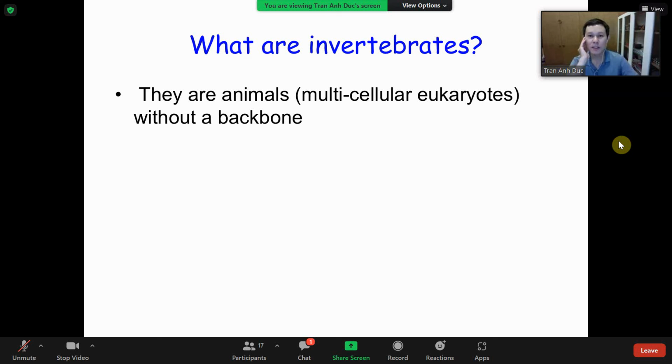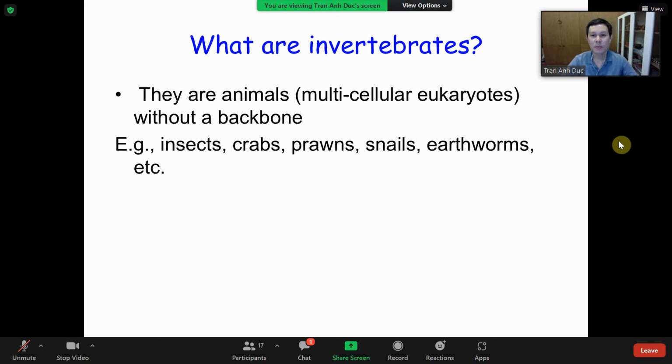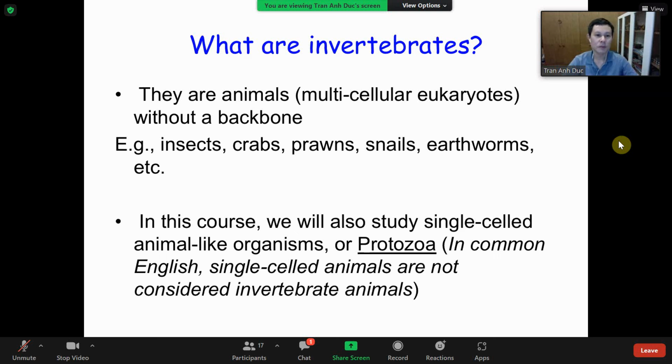Animals here have to be multicellular organisms, okay? In English, invertebrates actually refer to those multicellular organisms. But in this course, we also cover the unicellular organisms, without backbones of course. Like insects, crab, prawns, many. You can name a lot of them because there are millions of species, millions of kinds of invertebrates. So in this course, we also study the single-celled or unicellular animal-like organisms that we call protozoa.